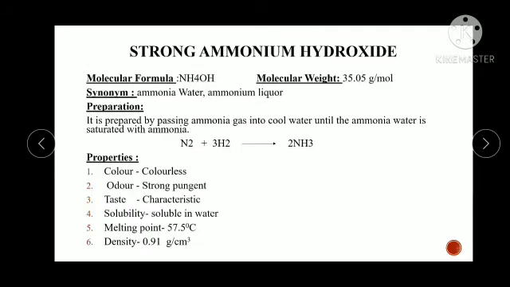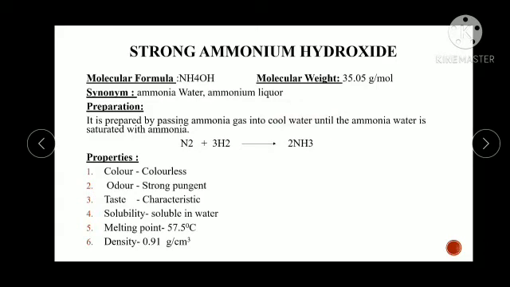Next monograph is strong ammonium hydroxide. The molecular formula for strong ammonium hydroxide is NH4OH. Molecular weight is 35.5 gram per mole. Next is the synonym. The synonyms are ammonia water and ammonium liquor. Next point is the preparation. It is prepared by passing ammonia gas into cool water until the water is saturated. It forms ammonia or strong ammonium hydroxide.